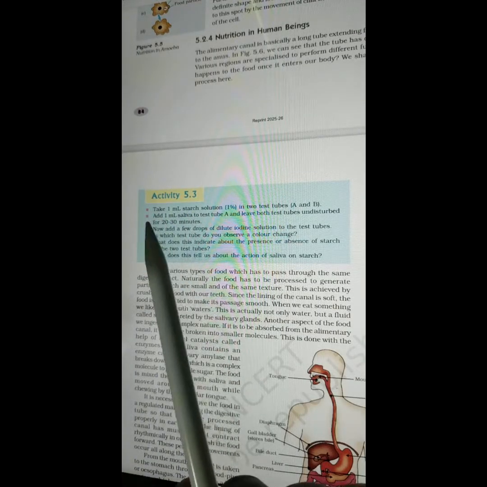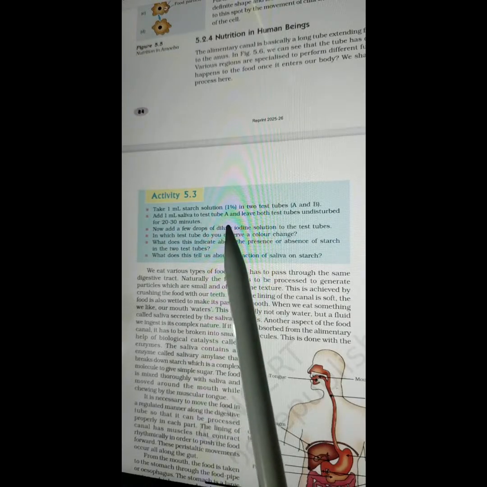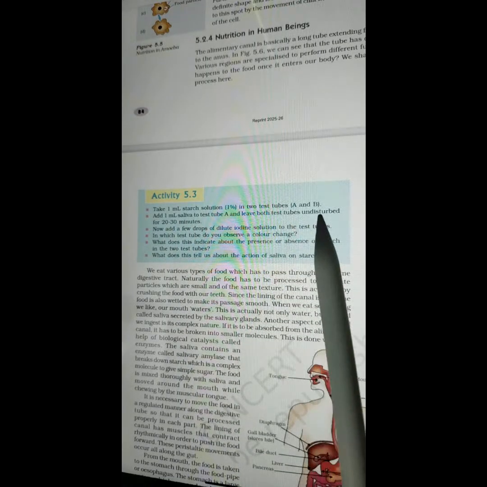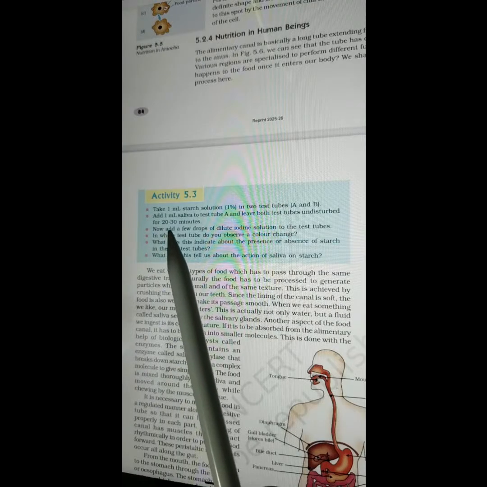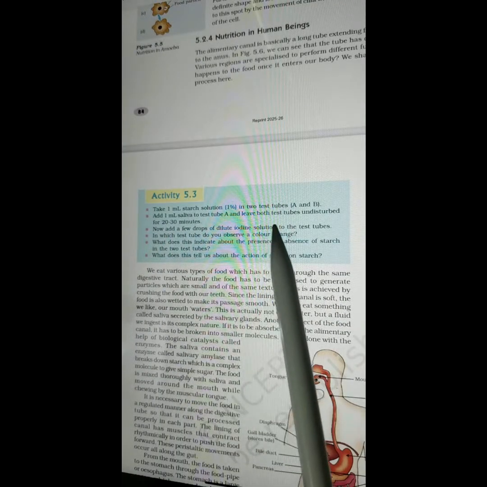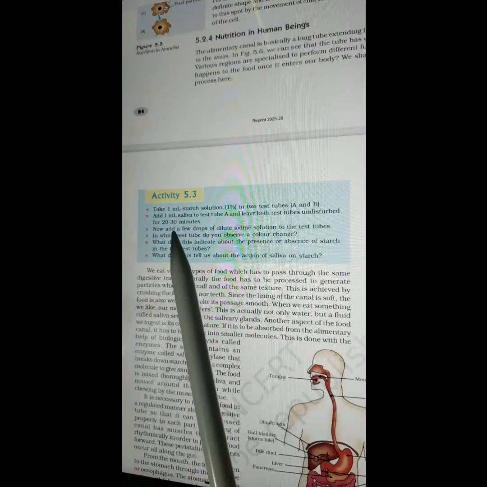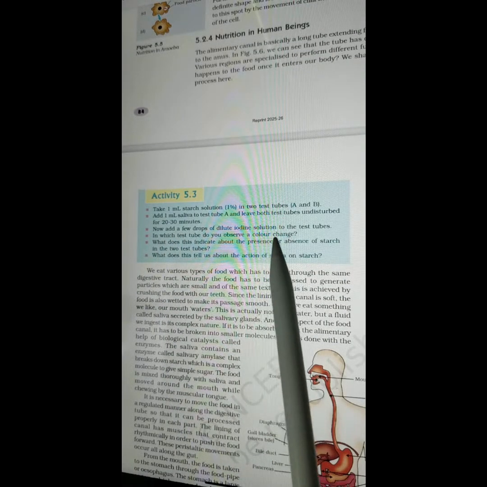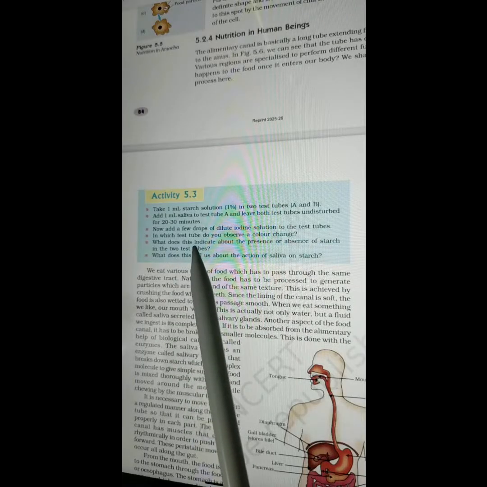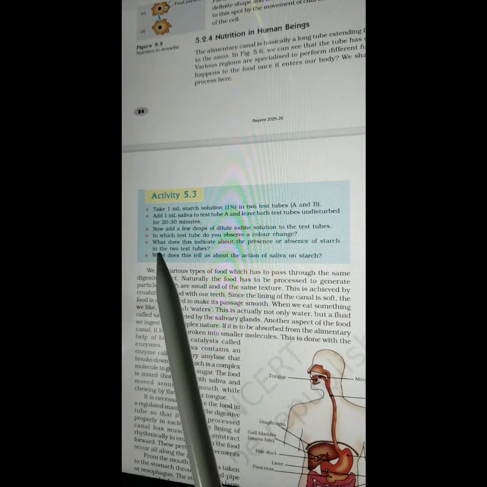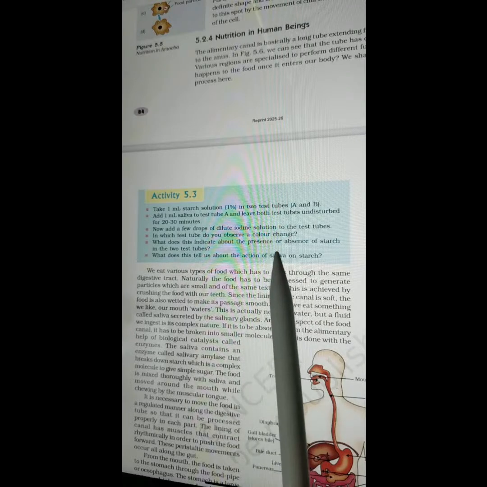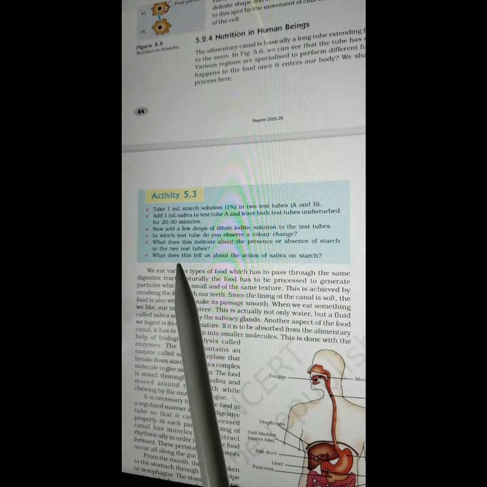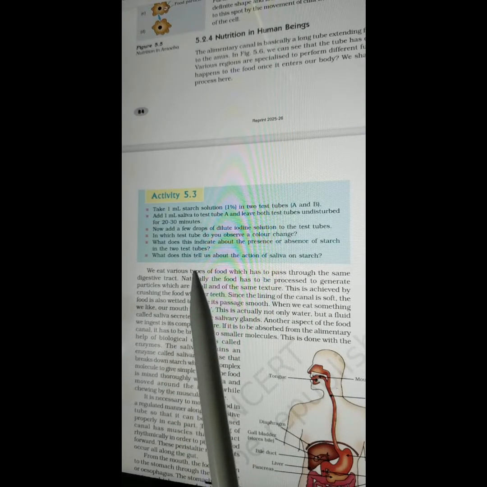Activity 5.3. Take 1 ml starch solution 1% in two test tubes A and B. Add 1 ml saliva to the test tube A and leave both test tubes undisturbed for 20 to 30 minutes. Now add a few drops of dilute iodine solution to the test tubes. In which test tube do you observe a color change? What does this indicate about the presence or absence of starch in the two test tubes? What does this tell us about the action of saliva on starch?